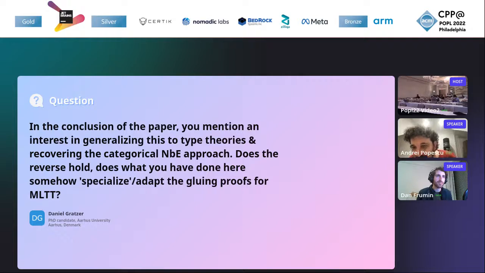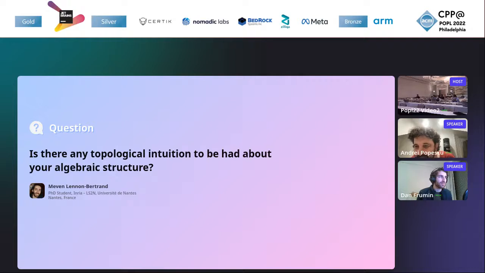All right, we have another one from Maven. Is there any topological intuition to be had about your algebraic structure? Yeah, I'm not sure. The closure operator satisfies some conditions, and it behaves a bit like the closure operator in point-set topology. But I don't know if there's a good, let's say, geometrical way of thinking about it.